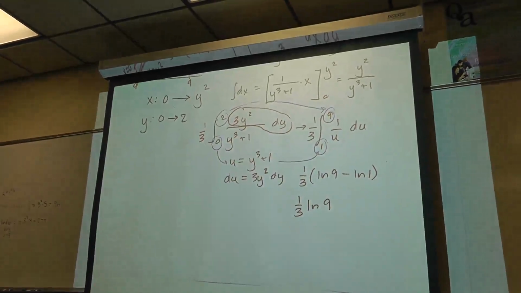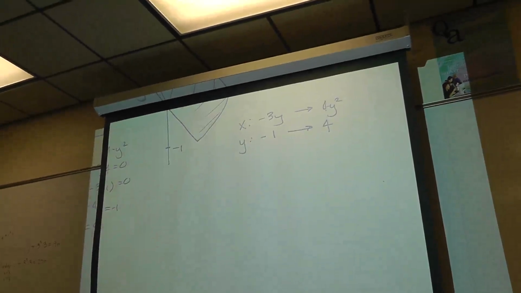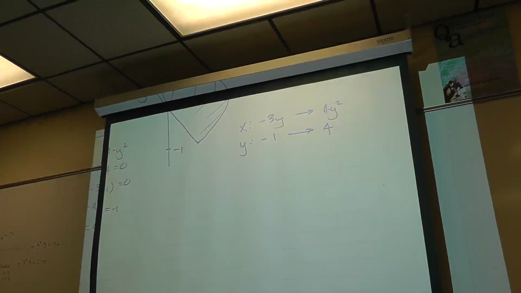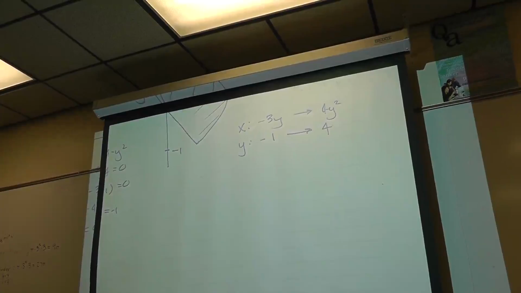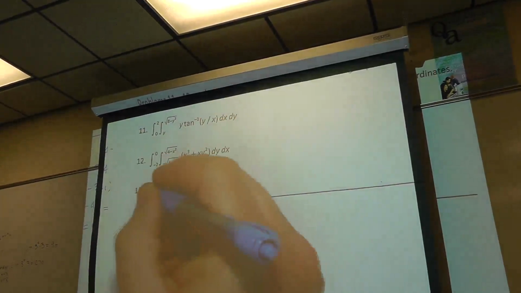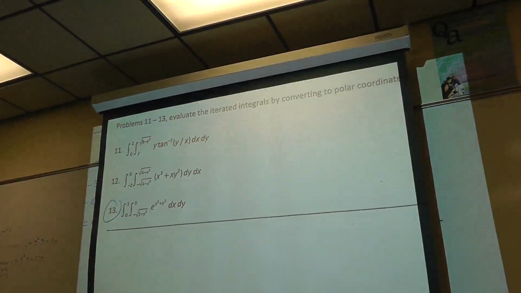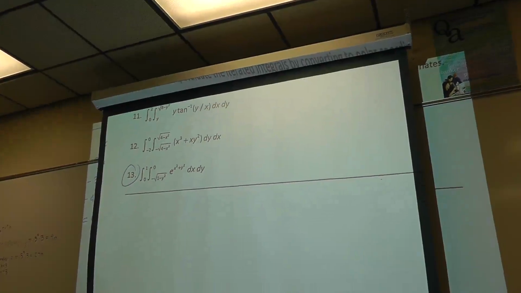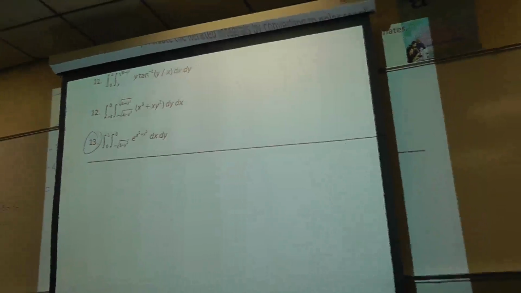Okay. Let me show you one more, to double check you on something. Do number 13 here. This is a double integral that's originally in rectangular. The instructions say to convert it to polar. So convert that clear to polar.